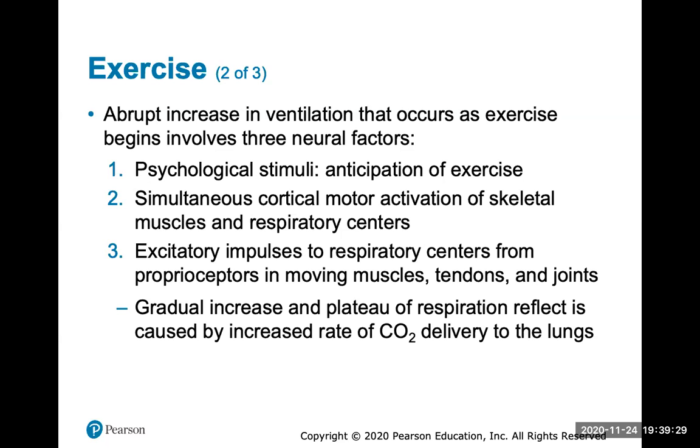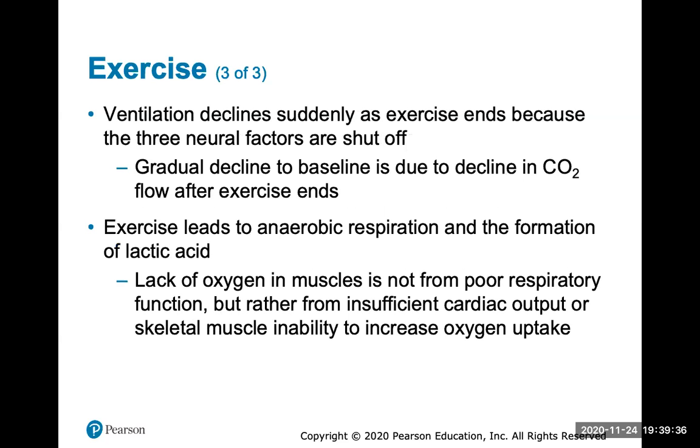There's an abrupt increase in ventilation that occurs as exercise begins, and it involves these three neural factors. Don't really need to know those. It'll decline, and then eventually could lead to lactic acid from lack of oxygen in the muscles.